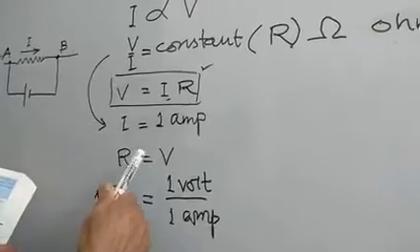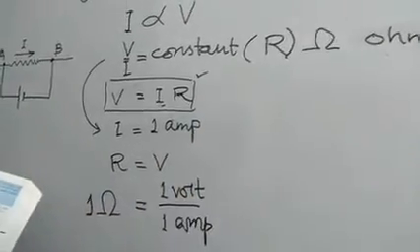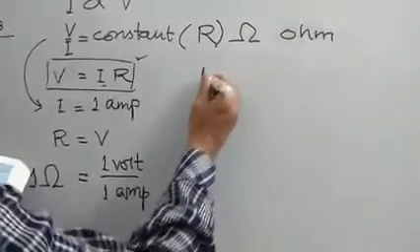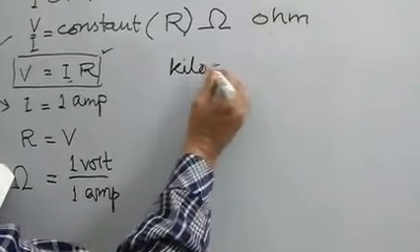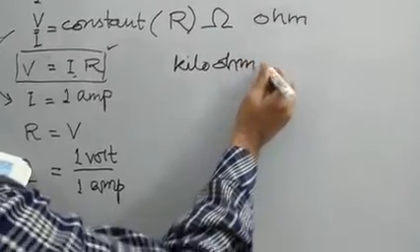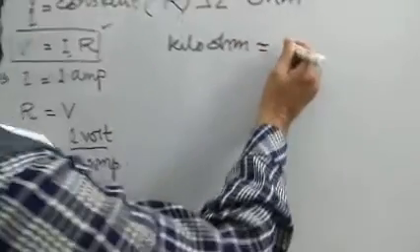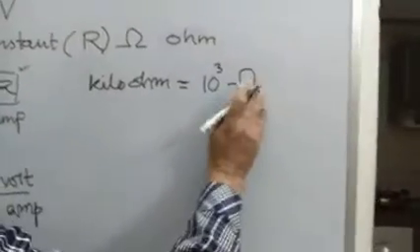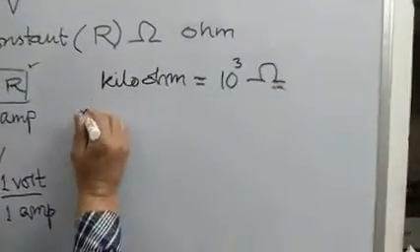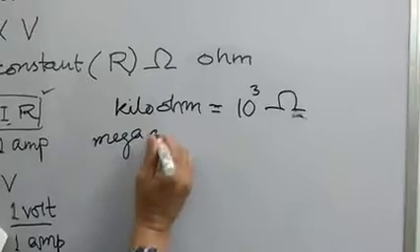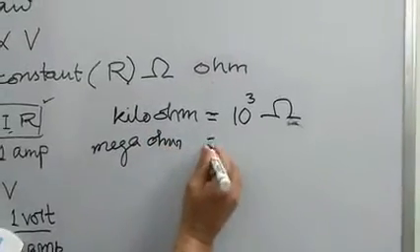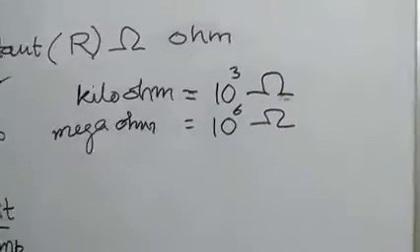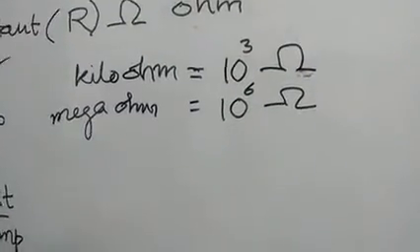if the resistance is measured in ohms, then bigger resistances will be measured in kilo ohms, which will be equal to 10 raised to the power 3 ohm, or maybe mega ohms, which will be equal to 10 raised to the power 6 ohm. These are the bigger units, mega ohm and kilo ohm.